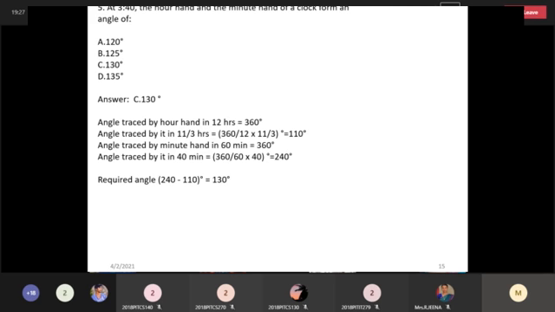So the hour hand and the minute hand of a clock form an angle of 130 degrees. That is the right answer. Option C is the right option. Next question.